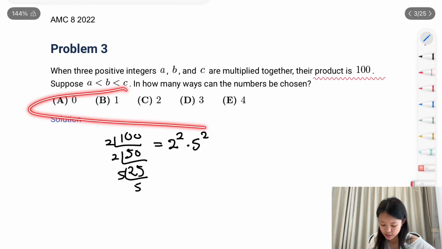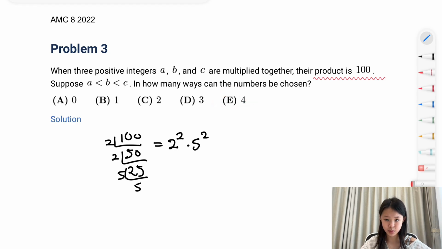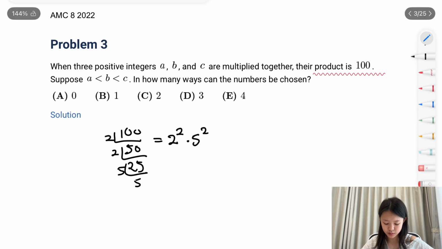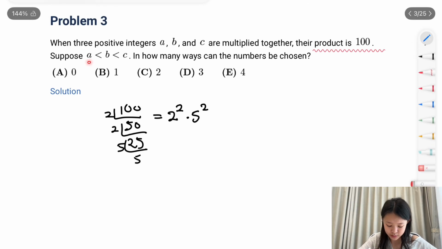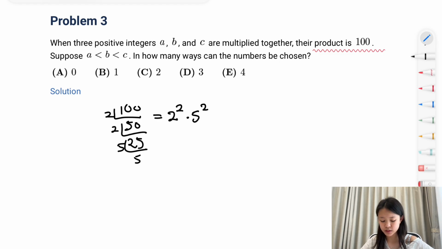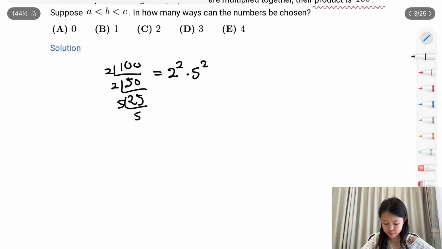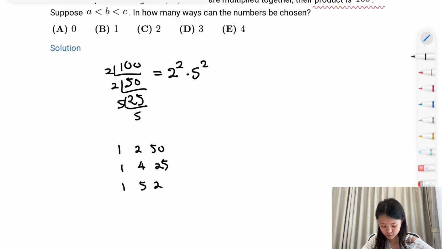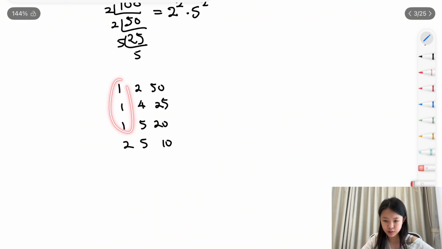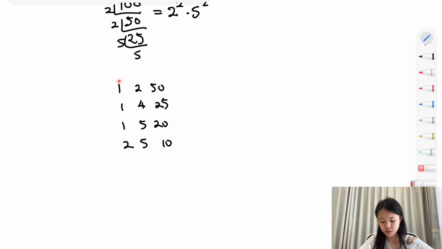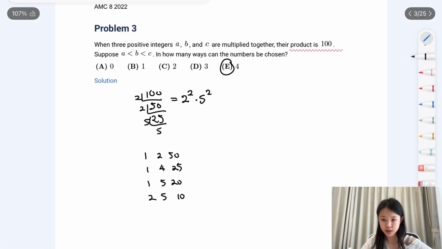Since we notice that the maximum number of ways that numbers can be chosen is only 4, we can just go through, considering that it has to be strictly less than each other, and list out the different combinations of a, b, and c. A strategy here is you start with a, b, and c, and then you start a from the smallest possible factor, which is 1. And you go up and you find the next factor is 2. Then you can get it through division: get 50 through dividing 100 by 2. And so you go 2, 4, 5, in increasing order. This way you will not miss out on any numbers. So eventually there are only 4 ways in which the numbers can be chosen.